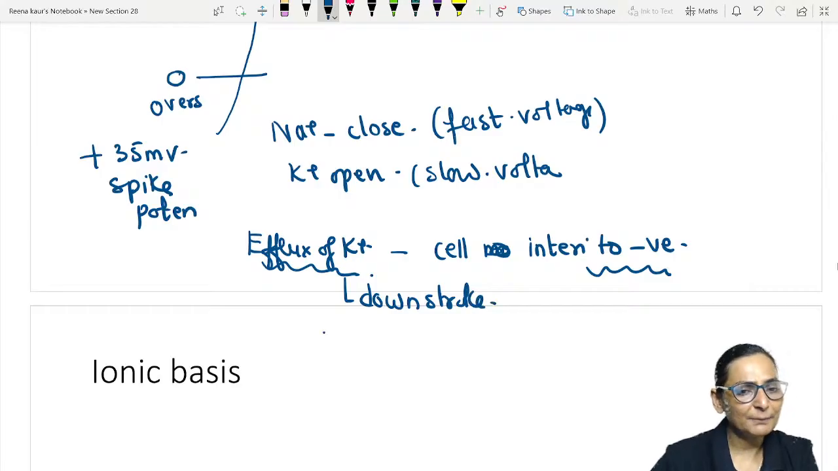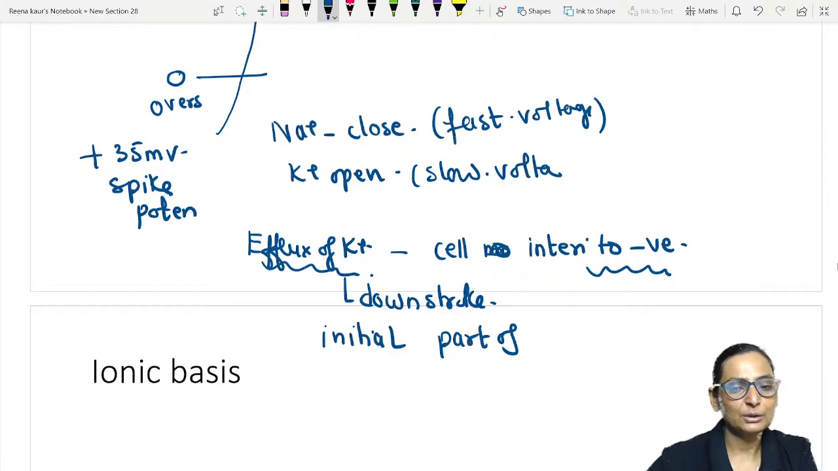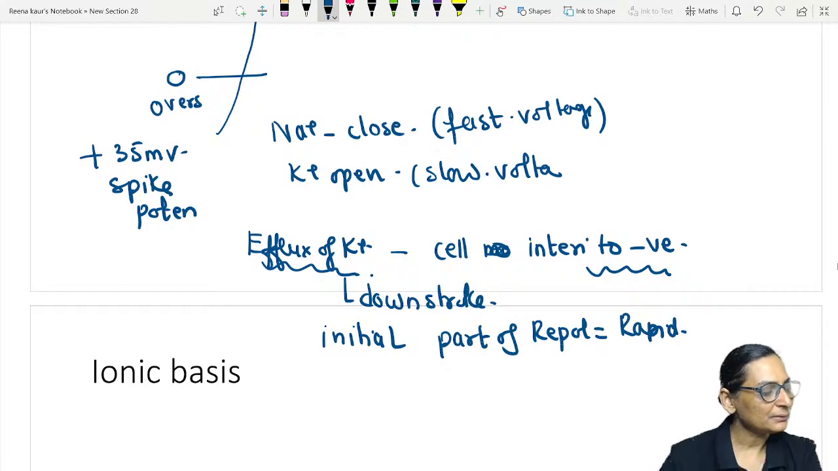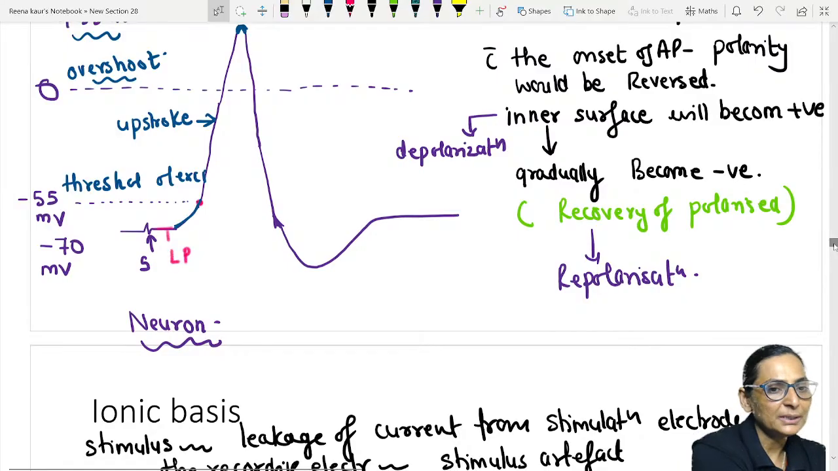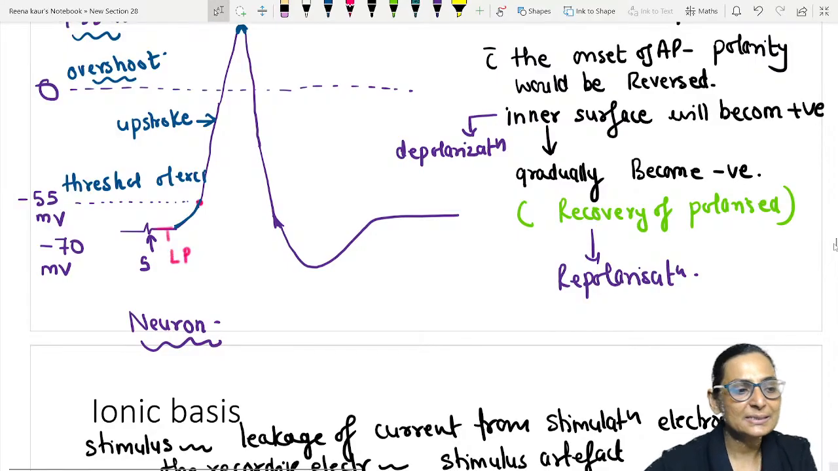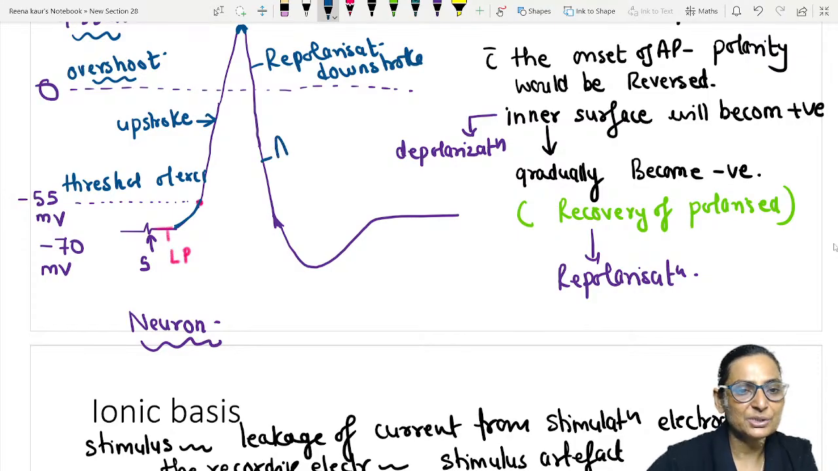Now remember, the initial part of the repolarization is very rapid, but थोड़ा सा part is a bit slow. The last part of the repolarization is slow, which is also called after depolarization. Okay, so this is your repolarization, and the initial part of the repolarization or the downstroke is very rapid, and the last part, or the later वाला part, which is called after depolarization, is slow.